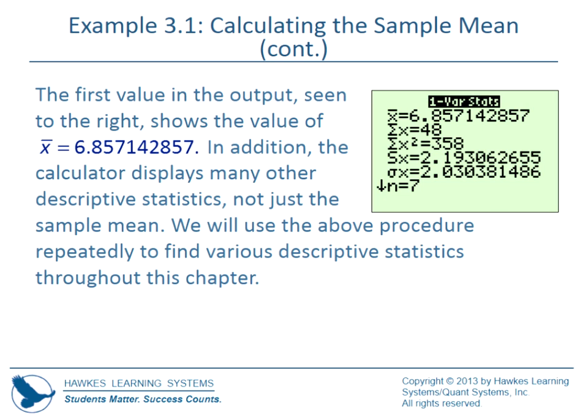6.857142857. Well, you don't need to give me all that. Just give me 6.9. Round it up. And if you look down a ways, you see n equals 7. What was that 7? Remember, that was your sample size. That's a good way to check if you have all the data.